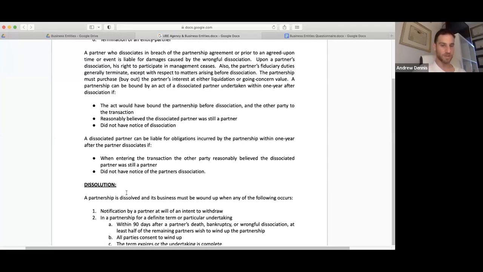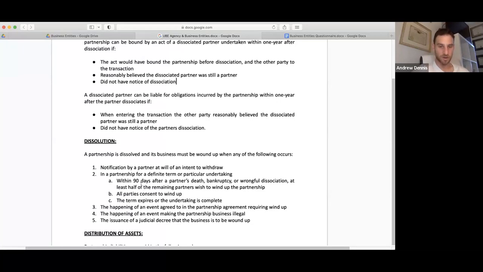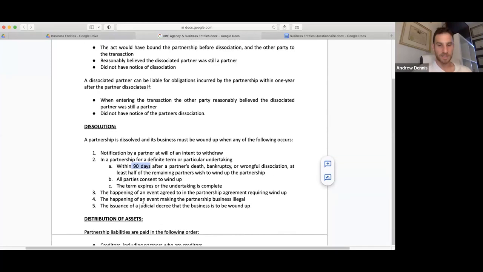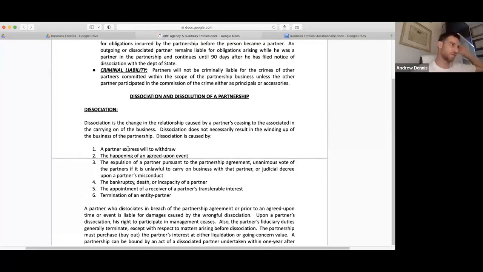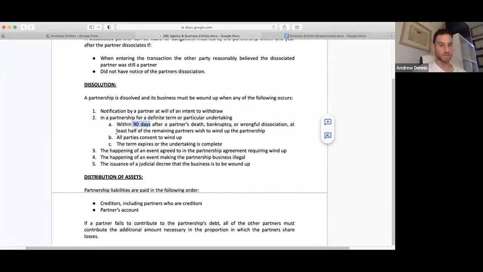Dissolution is how you dissolve the company and wind it up. The grounds are: notification by a partner of an intent to withdraw in a partnership at will, or within 90 days after a partner's death, bankruptcy, or wrongful dissociation in a partnership for a definite term or a particular undertaking; at least half the remaining partners wish to wind up the partnership; all parties consent to wind up, or the term expires, or the undertaking is complete; an event making the business illegal; or the issuance of a judicial decree that the business is to be wound up. So we understand that dissociation is someone dissociating from the partnership. Dissolution is the process of ending a partnership that turns into a process of winding up.